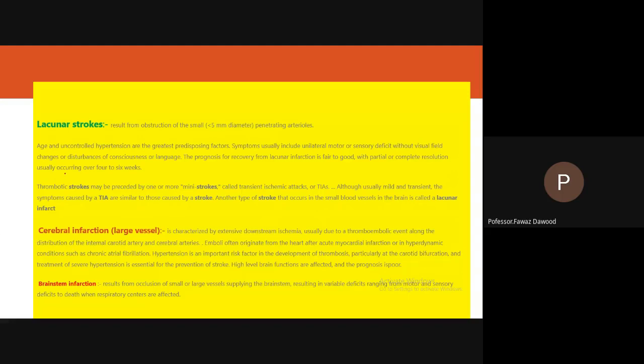We could have an idea about the lacunar stroke. There will be obstruction of the small blood vessels penetrating the arterioles, mostly occurring in a patient with hypertension, which is considered the main predisposing factor. And here there will be unilateral motor or sensory effect. Again, the visual field is going to be affected.